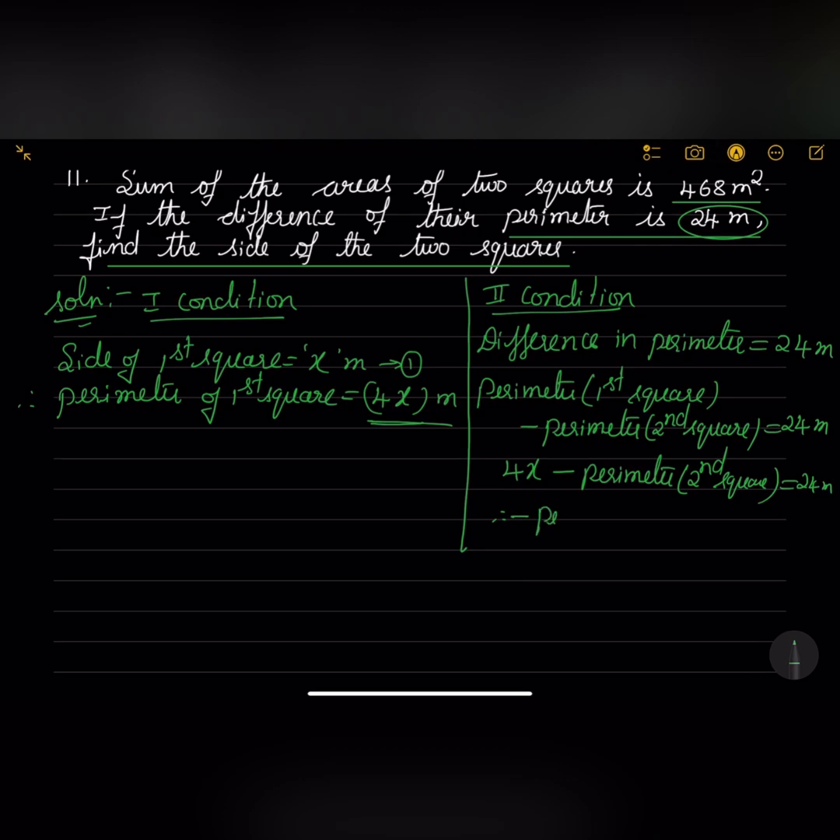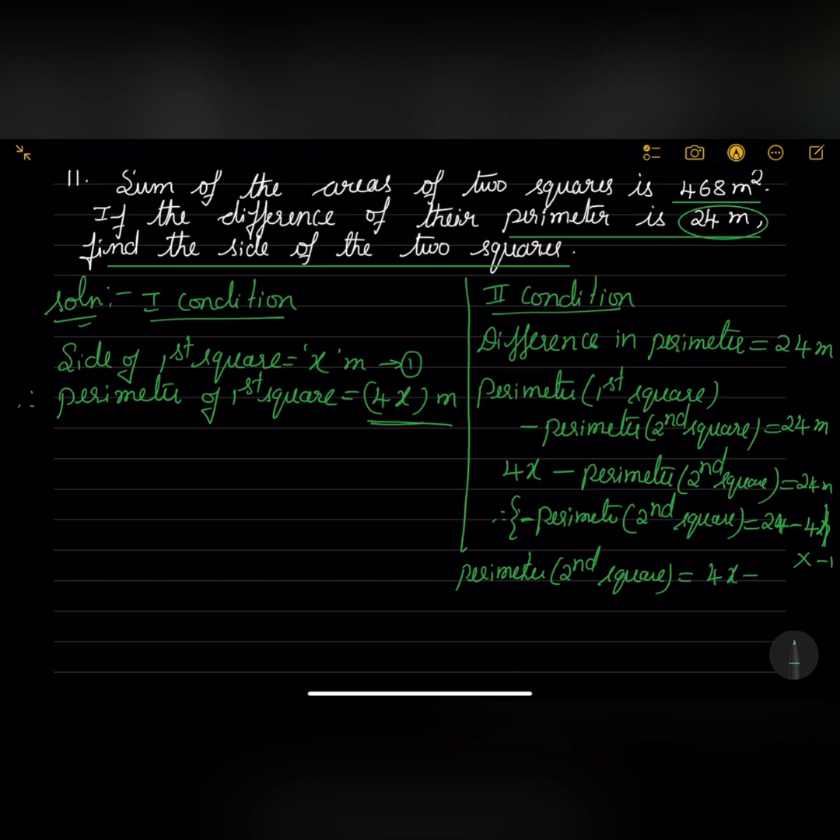So minus perimeter of second square is equal to 24 minus 4x. Let me write this down, multiply the whole thing by minus 1. Then it becomes plus. Perimeter of second square is equal to plus 4x minus 24. Right? So this is what we got.